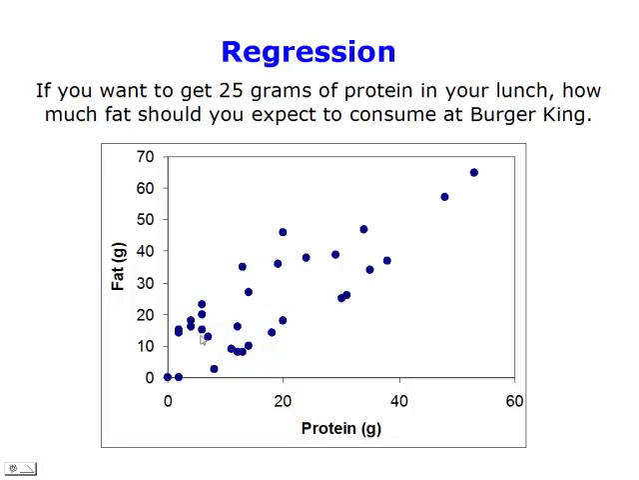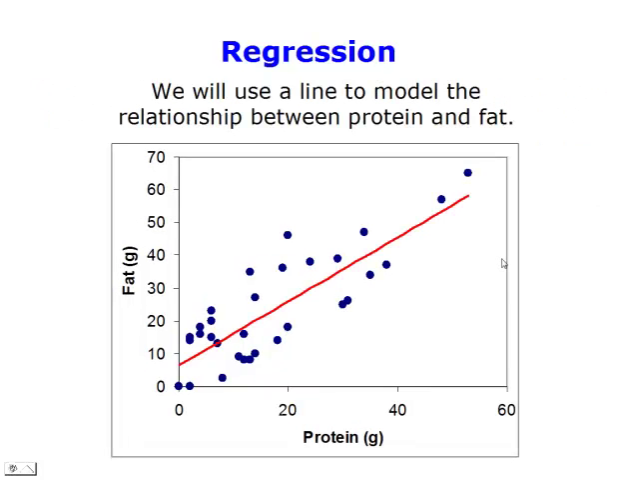So the question is, we need to predict what's going to happen at 25 grams. So approximately at this point right here at 25 grams, we need to figure out how much fat there's going to be. So what we need to do is find a line that best fits this data. So we will use a line to model the relationship between protein and fat and then use that information to predict what's going to happen.